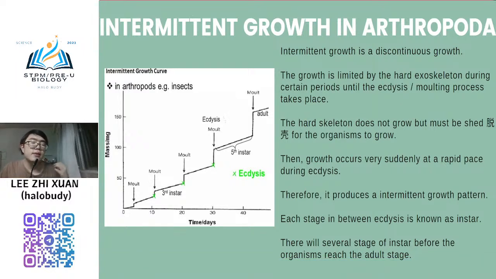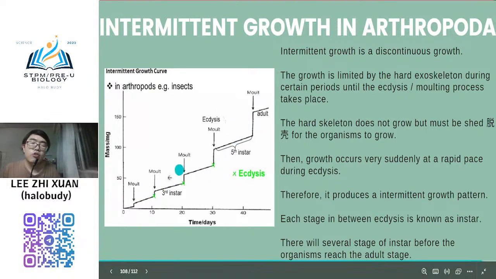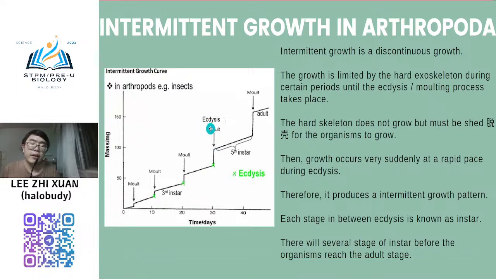Okay, next is about intermittent growth of arthropod organisms. One example is the insect. But not only insects, all the arthropods like prawn, crab, lobster, scorpion, insect, caterpillar, all these will undergo intermittent growth. So intermittent growth is like a ladder, you can see it like a stair. The growth only will occur when the organism or insect undergoes ecdysis, and then the growth is immediate. So this is discontinuous growth.